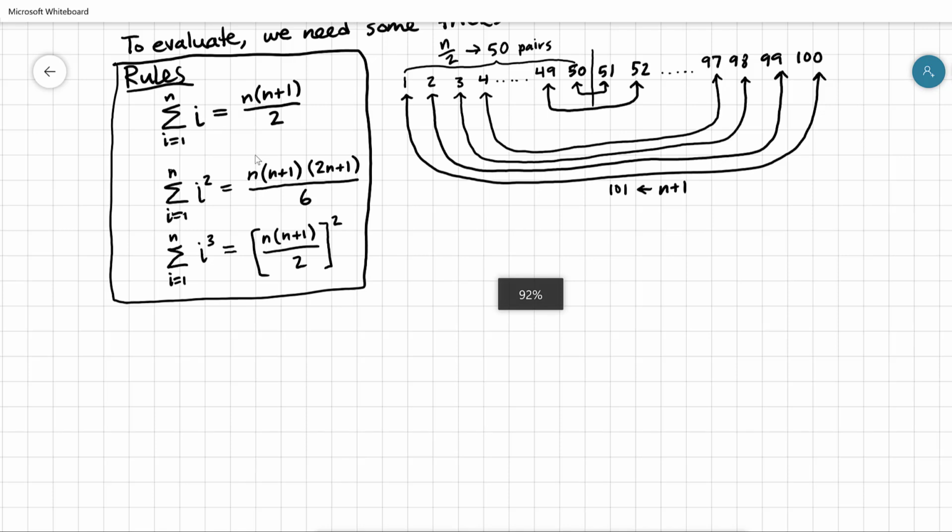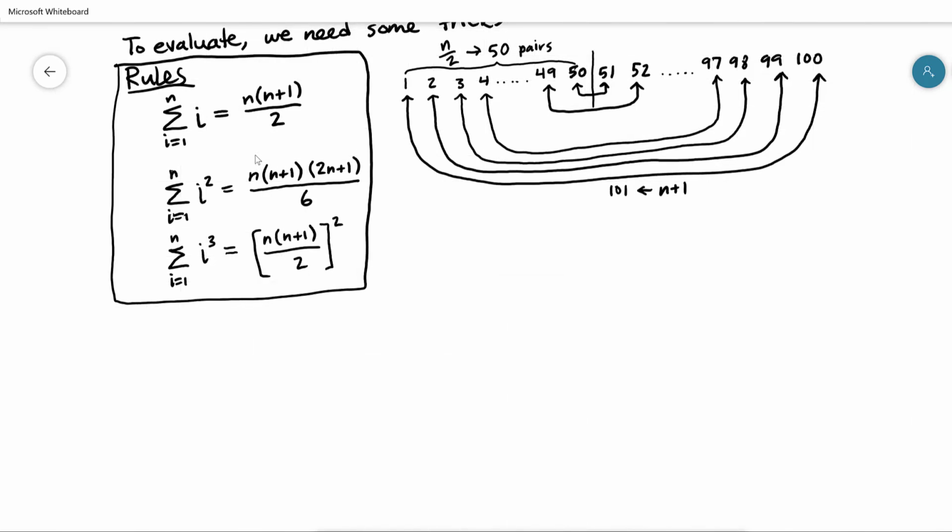One other thing I should mention, let me add this to the list of rules. Maybe that's a better way to do it. So let me add a couple extra rules in here. What if I want to add up from i equals 1 to n just some constant, something that has no dependence on i? I'm just adding up a constant n times. So 3 plus 3 plus 3 plus 3 plus 3, and I'm doing it 20 times. Well, that's just 20 times 3. So in this case, it would just be n times c.